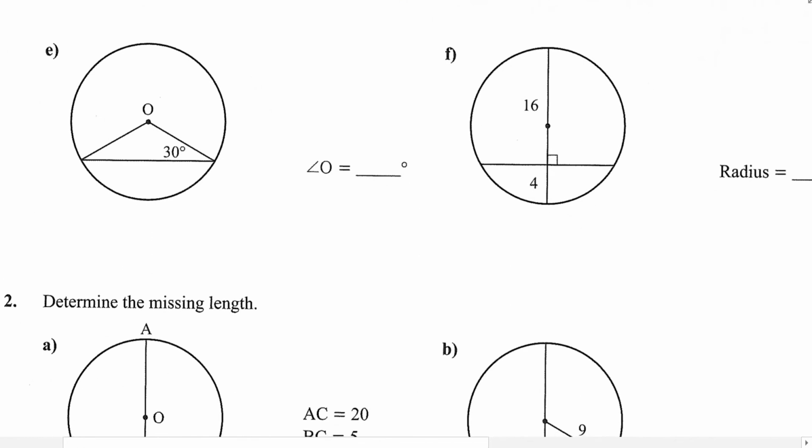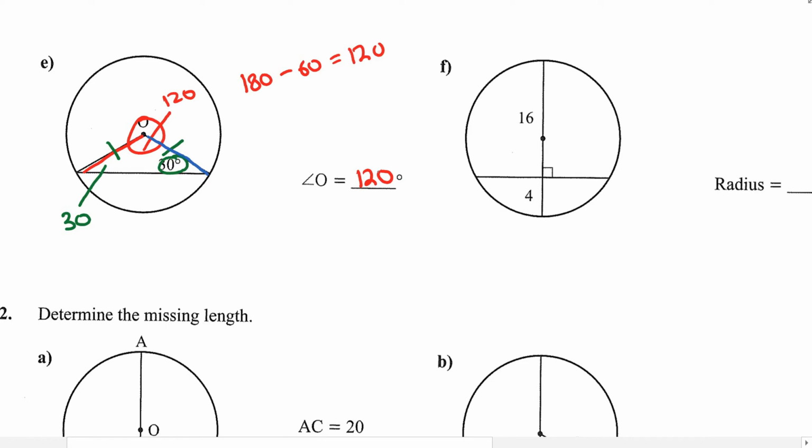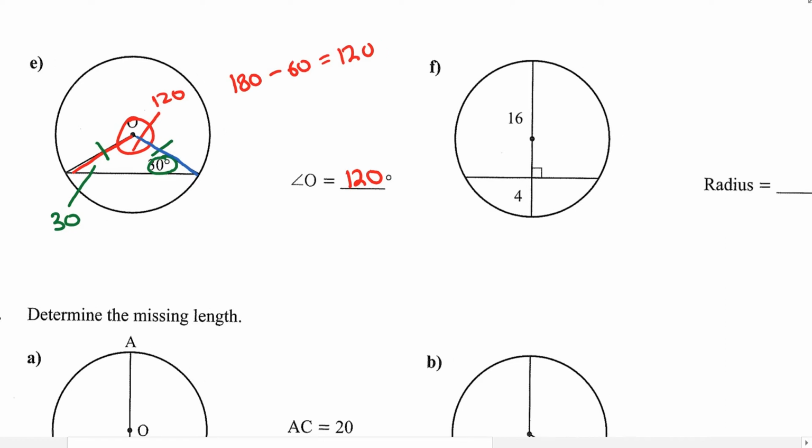Okay, let's move on to letter E. Some of these questions we can move pretty quick. For letter E, a very similar problem here. We have another radius here, and that radius is equal to this radius. So right away we have an isosceles triangle. If this corner angle here is 30, then this angle here has to be 30 degrees. So 30 plus 30 gives you 60 degrees, and 180 degrees minus 60 degrees gives you a value of 120 degrees for this particular angle there. So angle O has to be 120 degrees because all angles in a triangle add up to 180 degrees.